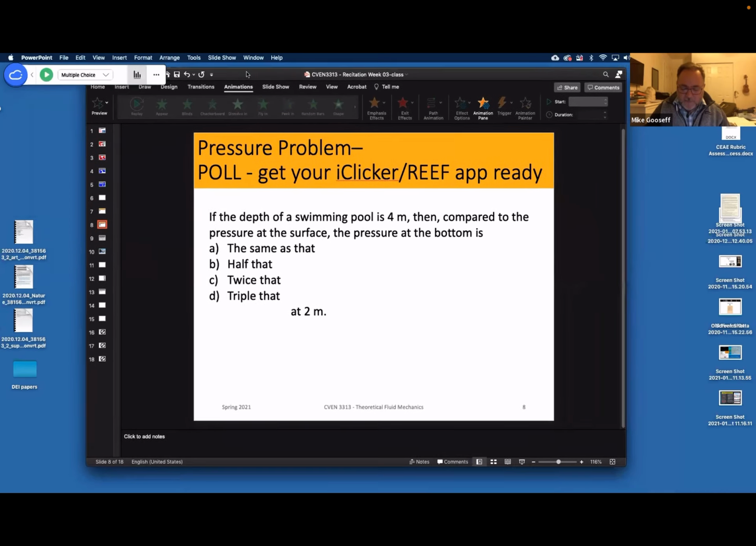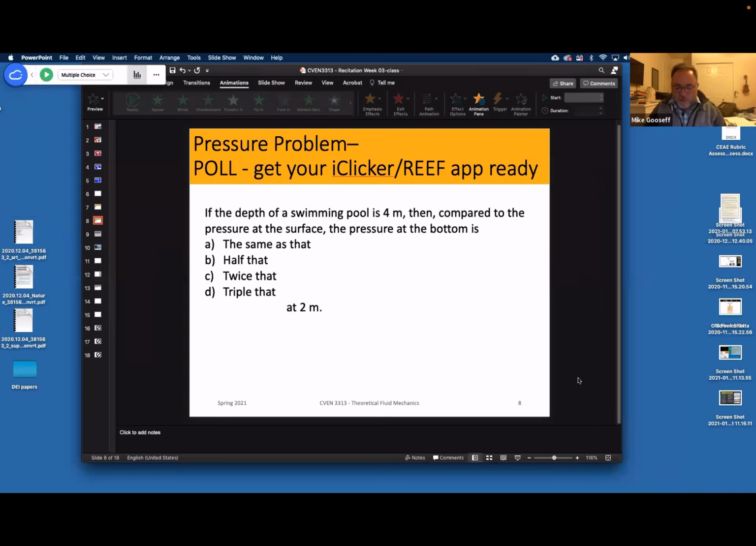So if the depth of a swimming pool is 4 meters, then compared to the pressure at the surface, the pressure at the bottom is the same as that at 2 meters, half that at 2 meters, twice that at 2 meters, or triple what we have at 2 meters. All right, so this is really just about how does pressure compare. Let me get this going. I'll give you guys a minute. So A, B, C, or D: same as the pressure at 2 meters, half that at 2 meters, twice, or triple, 3 times.